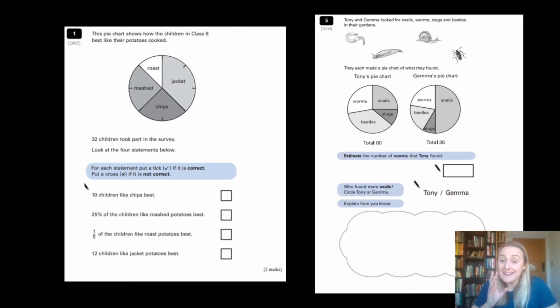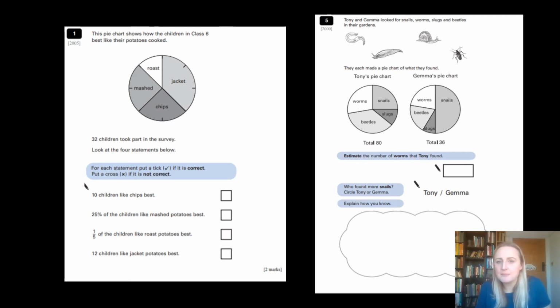This is a question I like less. This is from 2000, so this is a really old question, but I don't really like this question quite as much. We have 2 pie charts side by side that represent totally different quantities. So we have Tony found 80 creatures, and we have Gemma found 36 creatures, and they're both presented as a pie chart. And we know that comparative pie charts side by side is not a great way of displaying data. It would be better displayed, for example, in a bar chart.